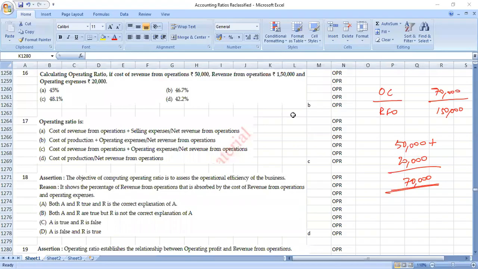Don't be scared, my dear children. Such funny numbers will not be given in CBSE. Easier divide exam. I don't know, these guys can do anything. 46.7% is the correct answer.